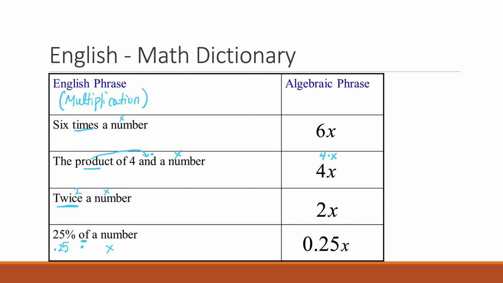Algebraic phrases: 6 times a number, 6x. So remember, no symbol between the 6 and the x means multiply. You could put a dot in there if you wanted to. You can see that Professor Tracy did that on the second slide. Nobody really does it, but you could.